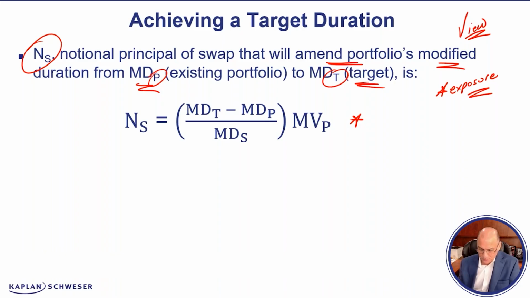We have our target duration, our portfolio's current duration, then we have the duration of our swap, and then the market value of our portfolio. It's pretty much plugging in the numbers in the right places to get to our answer.